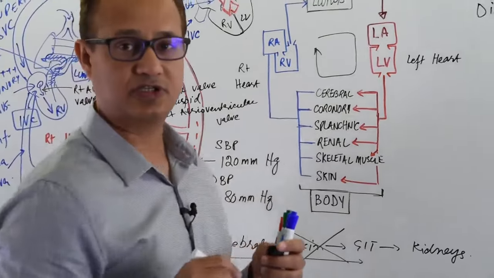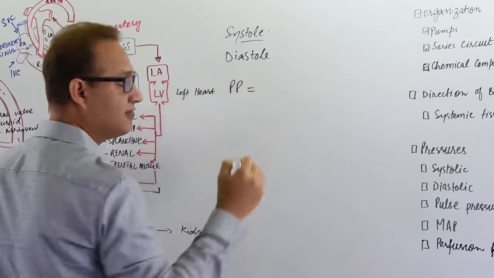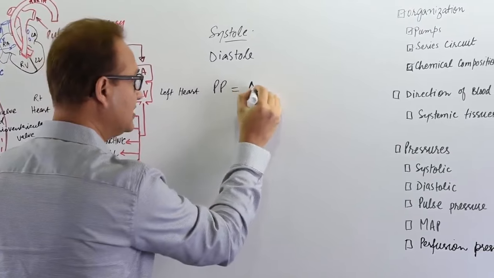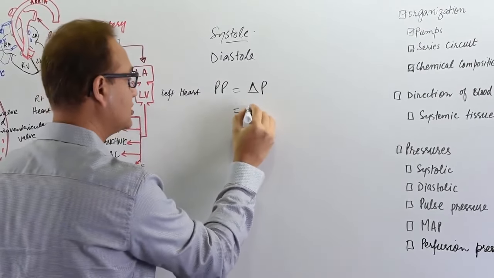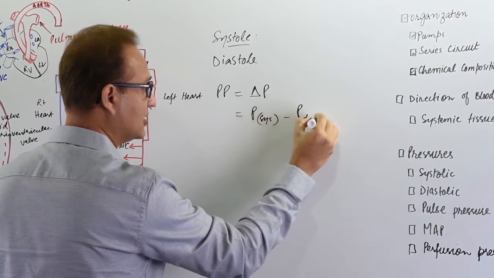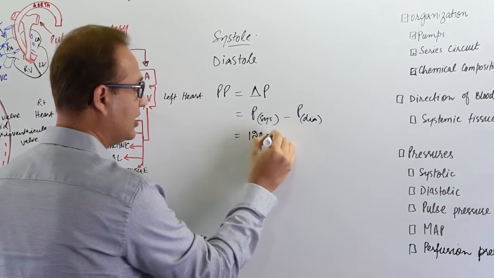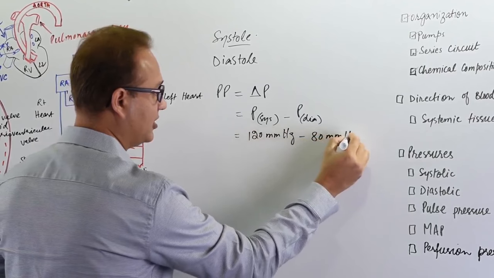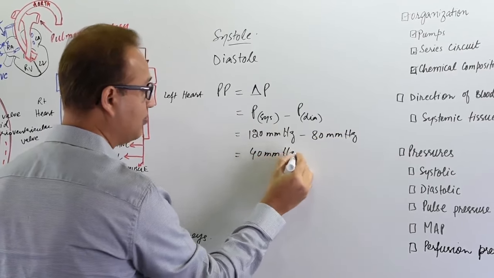Now pulse pressure. Pulse pressure is the difference between the systolic and diastolic pressure, or it is the delta P, it is the differential between them. So that means pressure systolic minus pressure diastolic. That is why I said it is easy to calculate. So let's say 120 millimeter of mercury minus 80 millimeter of mercury equals 40 millimeter of mercury is the pulse pressure.